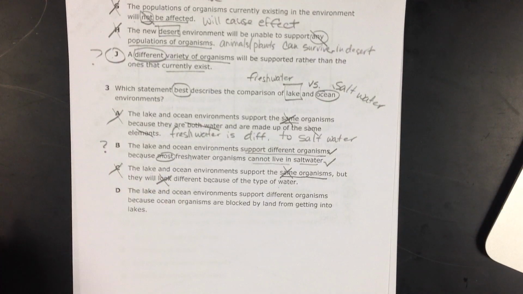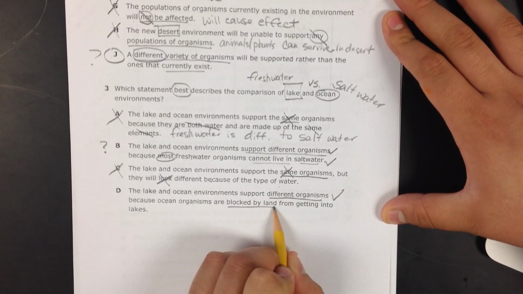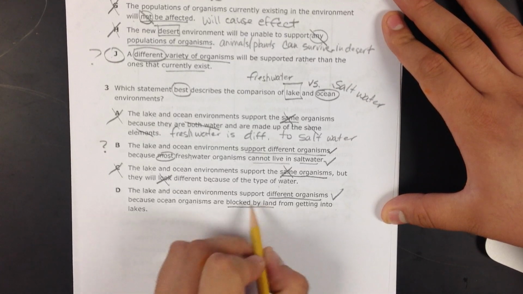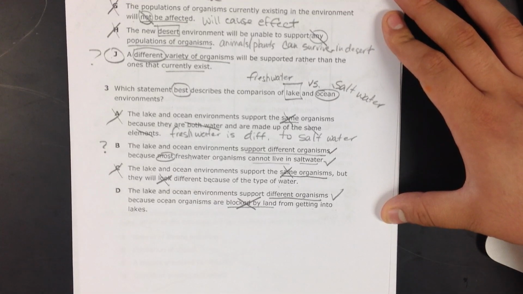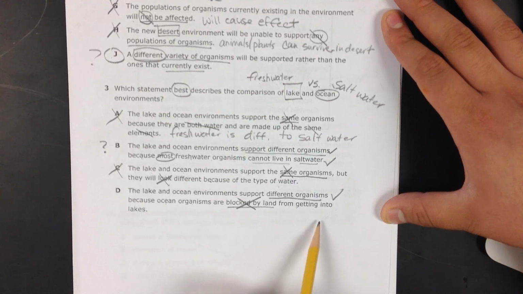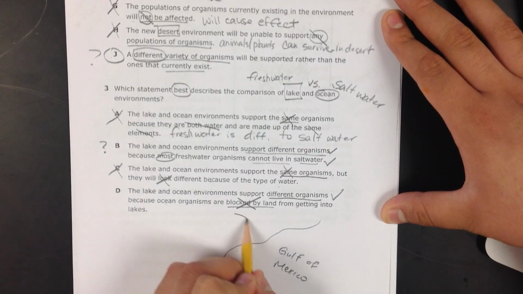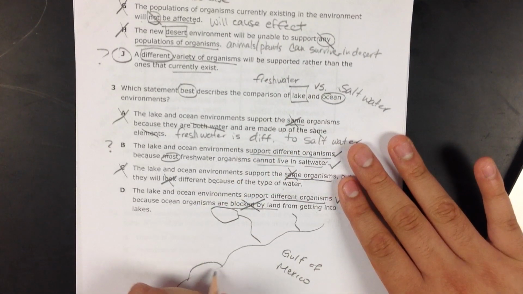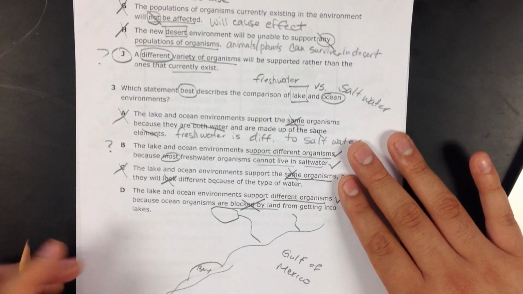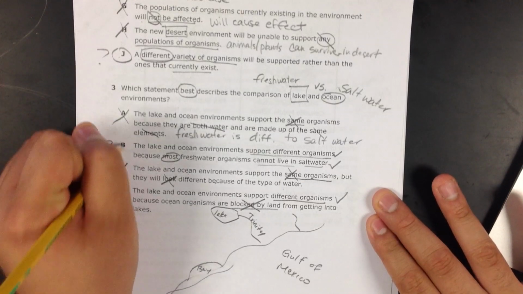Really? No. All right. Letter D. The lake and ocean environment support different organisms because ocean organisms are blocked by land from getting into lakes. This is wrong. If you know about lakes, oceans, rivers, you know that there can be a lake that has a river that feeds into an ocean. That's the case in Texas. We have the coastline right here, and we have the Gulf of Mexico. And we have all these rivers that come in, and they have lakes over here, or we even have gulfs, all right, with certain spaces, or we have bays. The Trinity River is one of these rivers that feeds into the Gulf of Mexico. So letter D is wrong. Best answer is B.